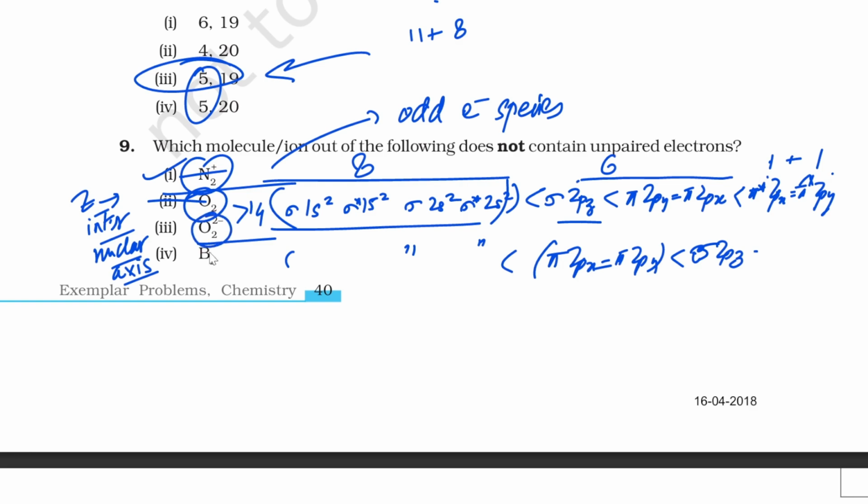18 electrons. O2 2 minus has 18 electrons. Do you see that? O2 has 16 plus 2, 18. That means both of these will be filled. And hence this is the answer.